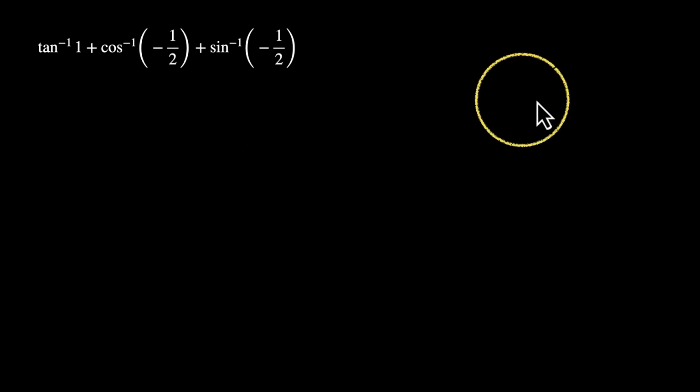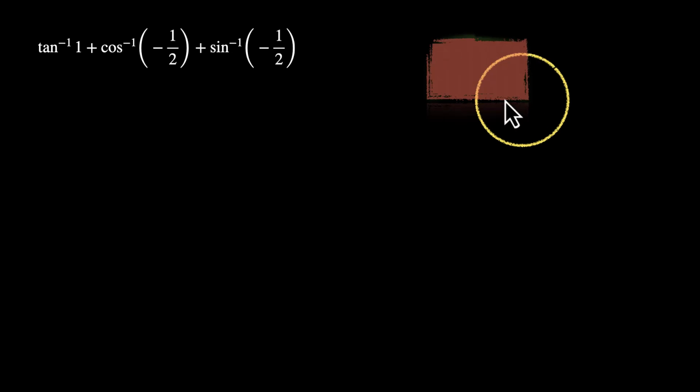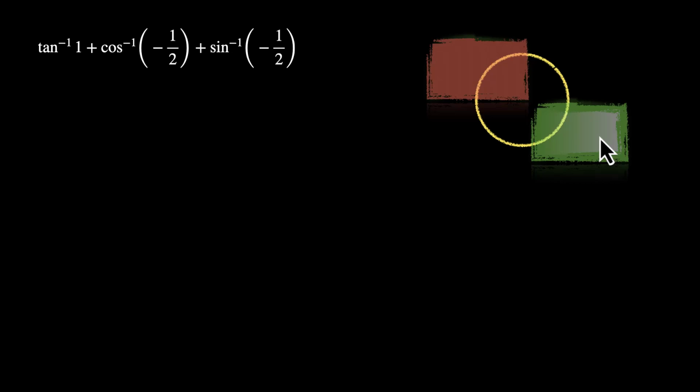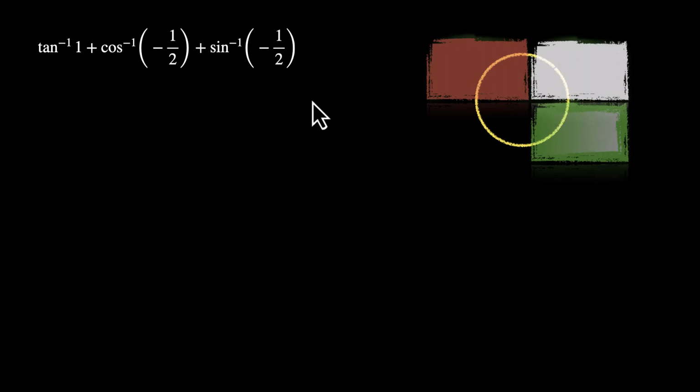For that, I use this visual. On top left, we have the second quadrant. This is where sine is positive. Bottom right is where cos is positive. And this is where all ratios are positive. So to get the principal value for these inverse functions, we take two quadrants.